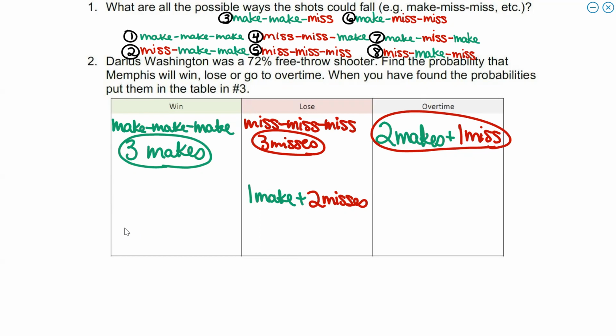Does whether or not he makes the first shot affect if he really is a 72% free throw shooter? Is that going to affect his chances on the next one? No. So what's the chance that he makes the second shot? 72%. So I'm going to multiply that by 72. These would be independent events, so I can multiply these together. What's the chance he makes the third shot? Yep, 72%, 0.72. But if I multiply all those together, I get what? 0.373.